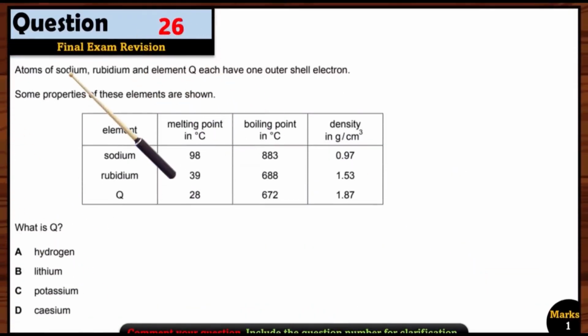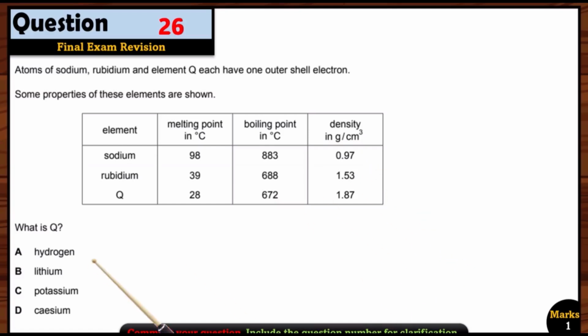Question 26. Atoms of sodium, rubidium, and element Q each have one outer shell electron. Some properties of these elements are shown. We can see this table. It already has some properties given for sodium, rubidium, and element Q. So what is Q? For that, it must belong to group 1. Hydrogen also belongs to group 1, of course, but it is not a metal, right? So we have to find some metal that is below rubidium. Which one belongs below rubidium? It's not lithium. Lithium is above sodium and also above rubidium. So potassium or cesium can be the right option here.